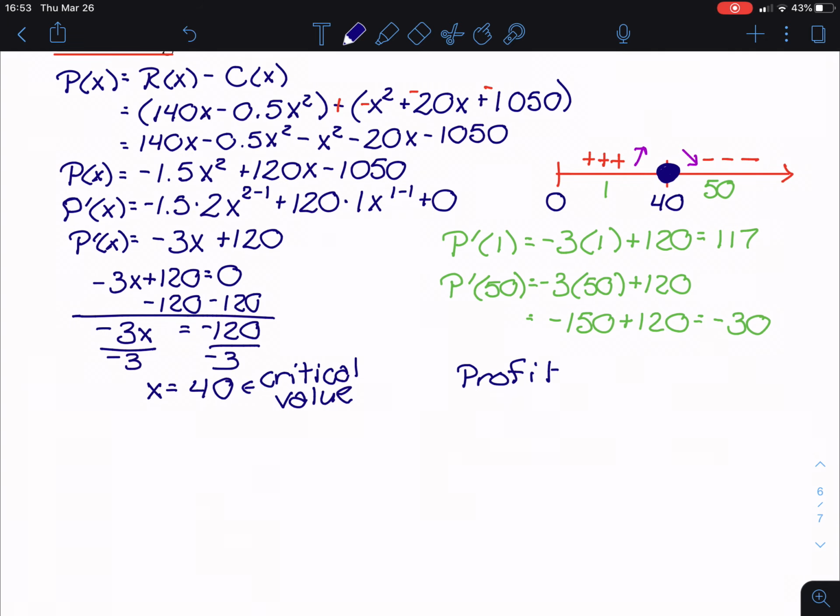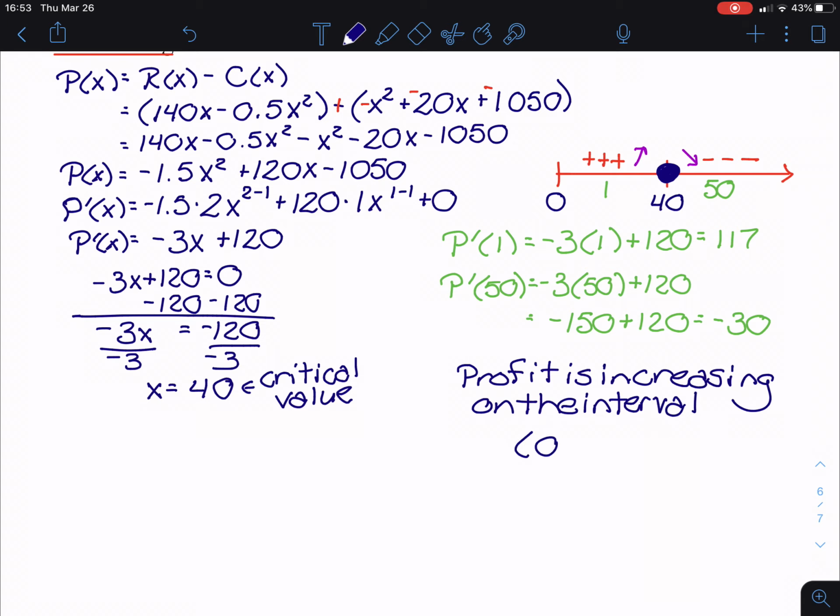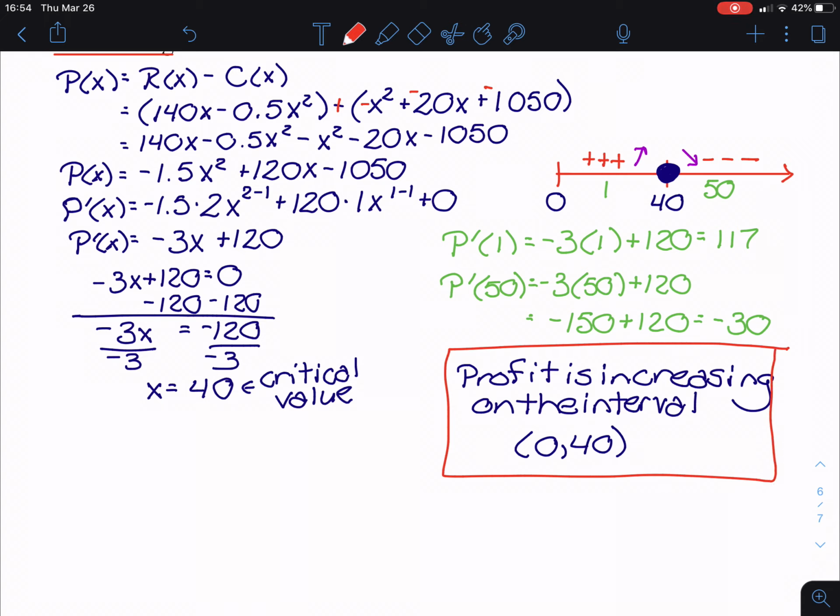So with this in mind, I know that my profit, to answer the question, is increasing on the interval 0 to 40. And remember, I can't go all the way to negative infinity because x represents the number of items sold, and that has to be positive. But I know that my profit is increasing as long as I am selling between 0 and 40 products.